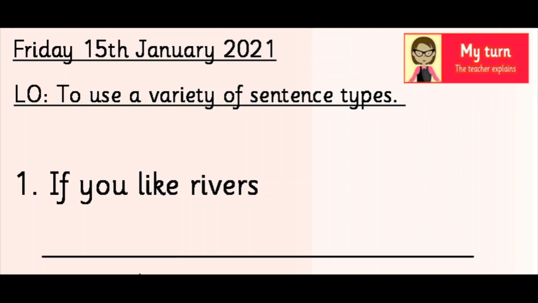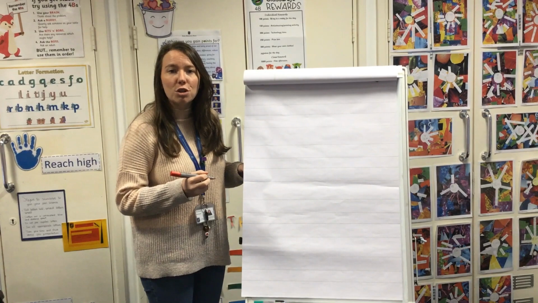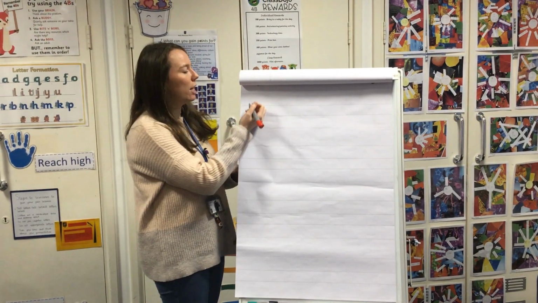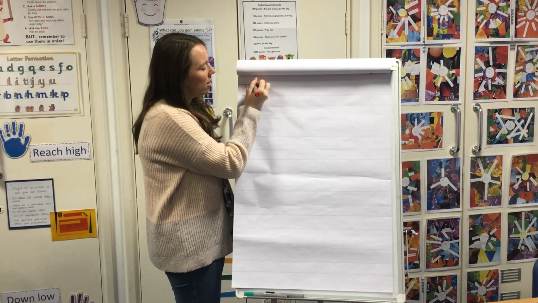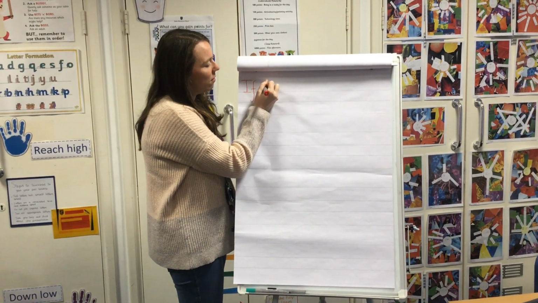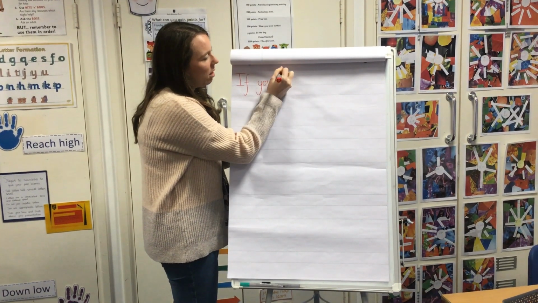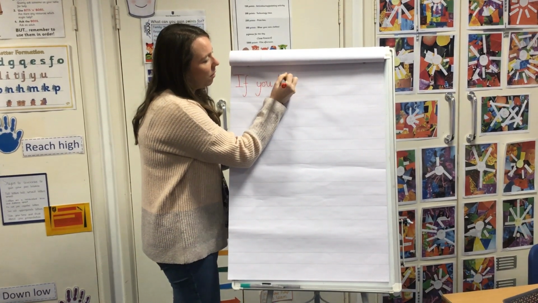Now let's have a go at writing. My turn first. Okay, so I'm going to start my sentence with the subordinate clause, and our subordinate clause that we looked at together was if you like rivers. So I'm going to start with if, a capital I. If you like rivers.